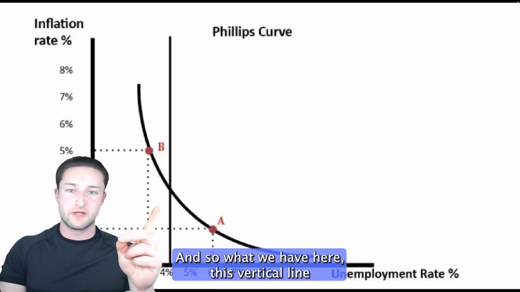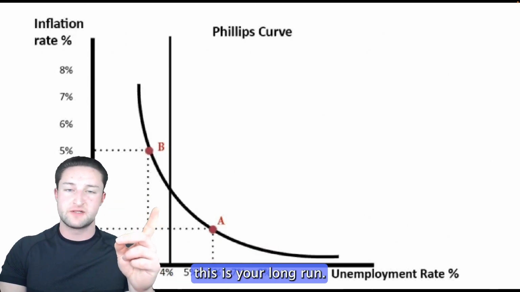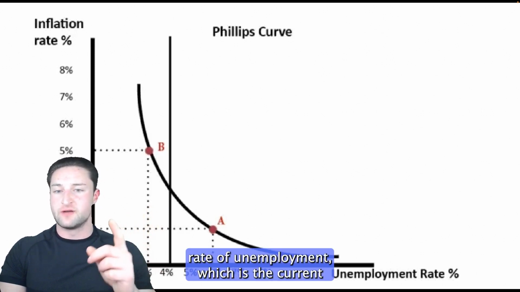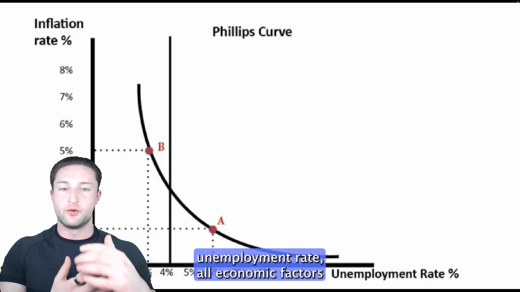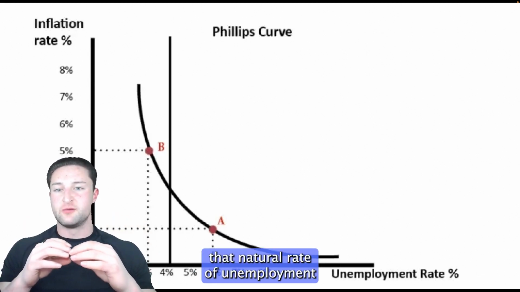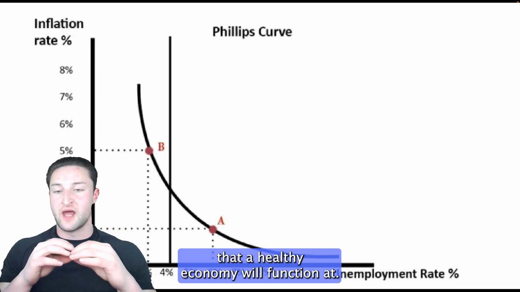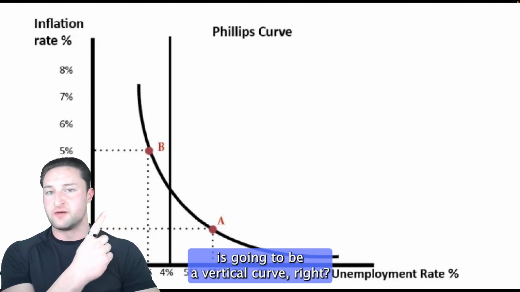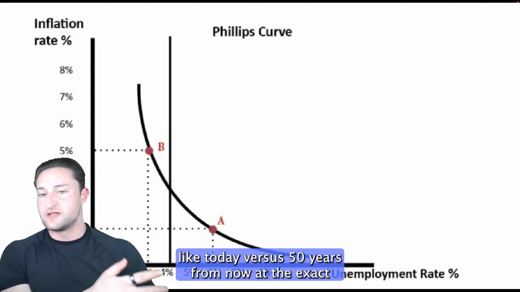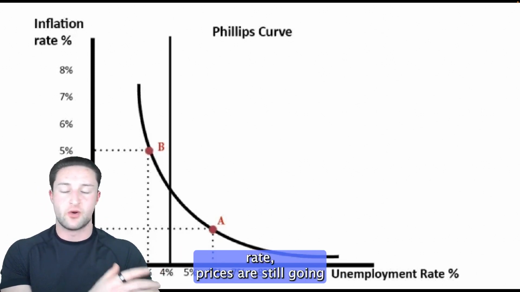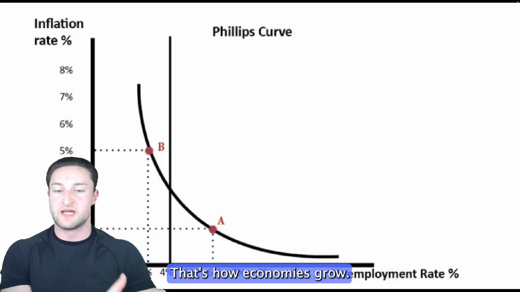And so what we have here, this vertical line that I'm pointing at right now, this is your long run Phillips curve. All this is basically stating is that at a natural rate of unemployment, which is the current unemployment rate, all economic factors excluded, it's that natural rate of unemployment that you're never going to get rid of, that a healthy economy will function at. Given that over the long run, inflation is going to be a vertical curve here, right? Like today versus 50 years from now at the exact same unemployment rate, prices are still going to be higher than they are today. That's how economies grow.